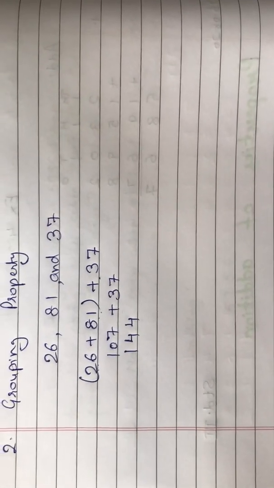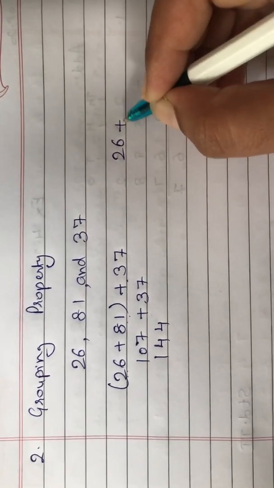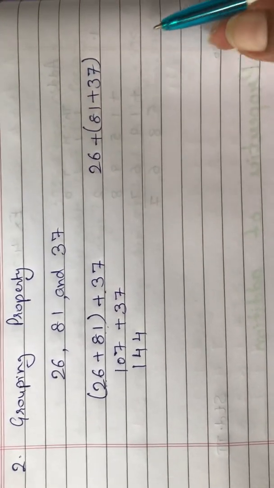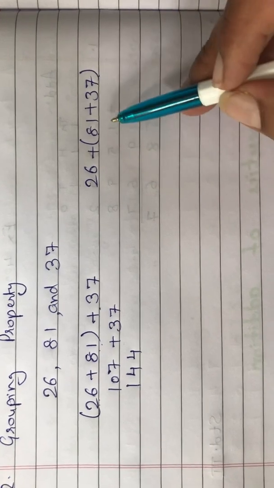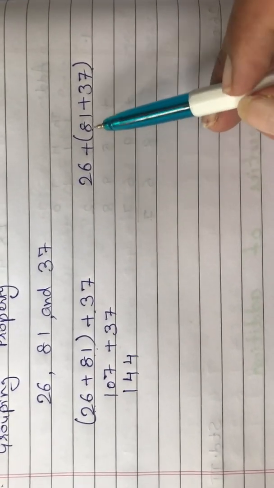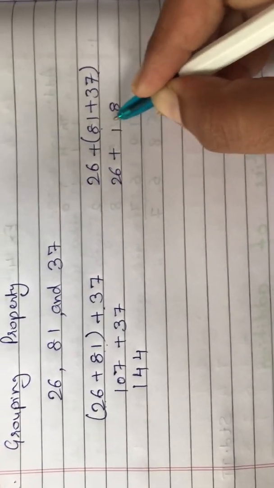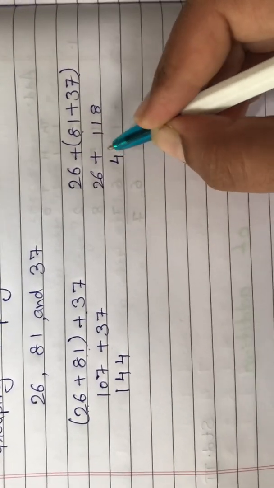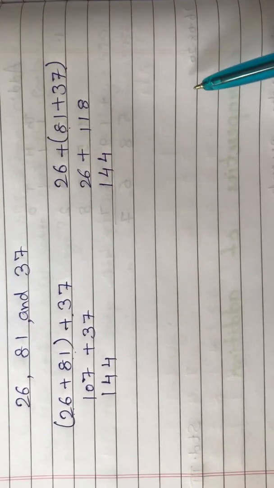Another way of grouping these three numbers is what we do, 26 plus 81 प्लस 37. यहाँ हमने क्या किया, हमने 81 और 37 का ग्रुप बना दिया. तो इस केस में इन दोनों नंबर्स को पहले ऐड करेंगे, उसके बाद 26 को उस सम में ऐड कर देंगे. So 26 plus 118, then we will add 26 and 118, we get 144.